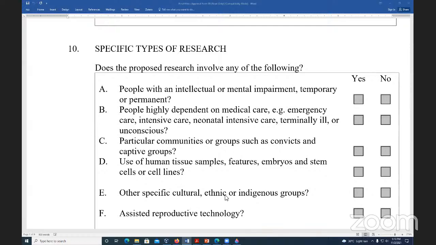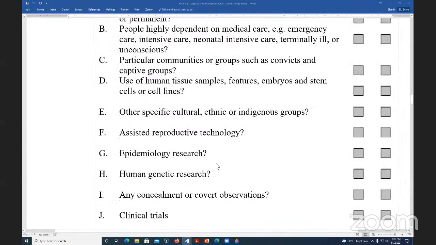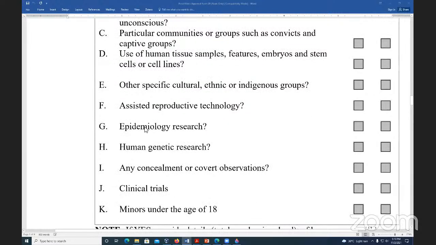I guess in Jamaica that would be our Tainos. Is it to do with assisted reproductive technology? That would hardly be in computing. Is it to do with epidemiology? That's to do with public health. So that wouldn't be us either, not usually.